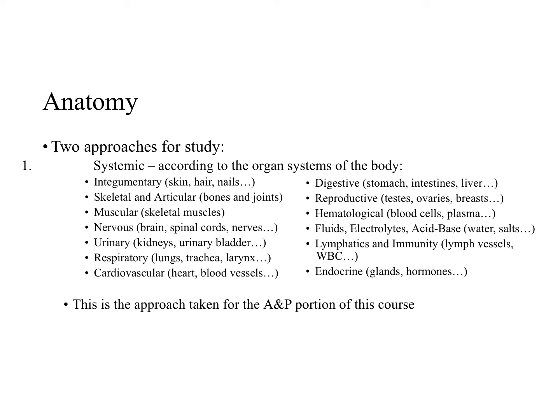The second approach is the systemic approach, where we look at anatomy according to the organ systems of the body. And here you see all the organ systems listed and some of the organs that are within those systems. And this is the approach we're going to take in the physiology portion of this course, which I've termed A and P. So you're going to see me use A and P and physiology interchangeably because you can't really talk about physiology without talking about the anatomy.